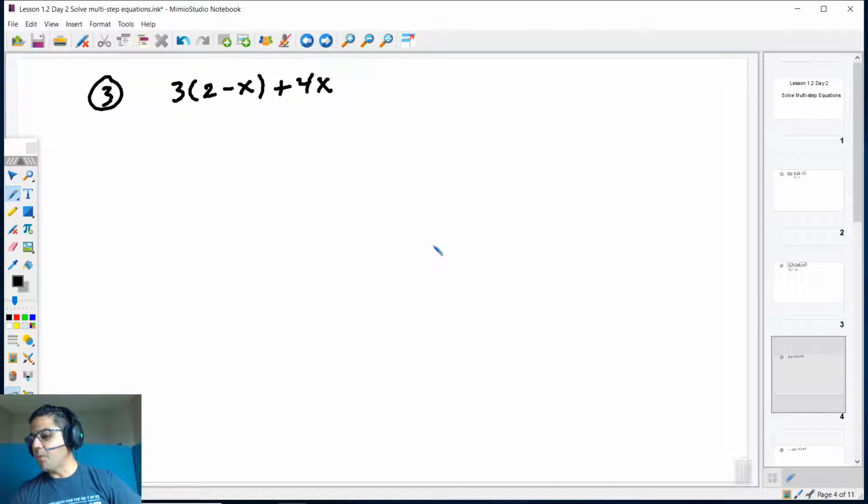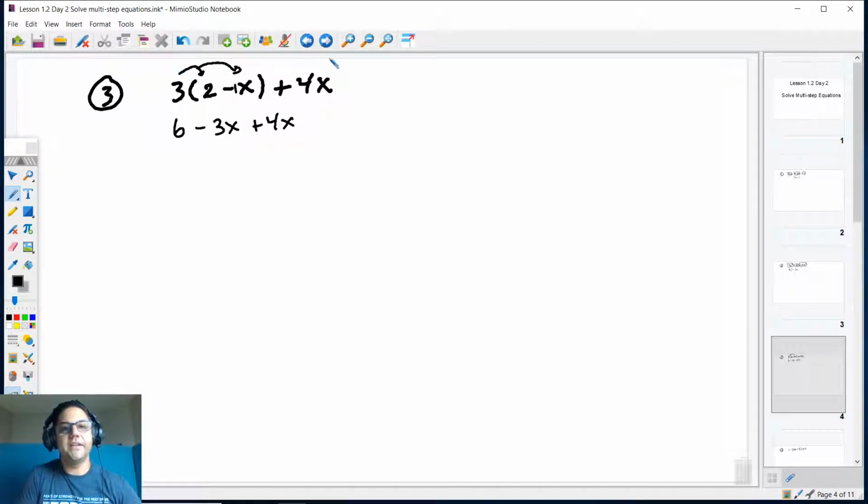Some of your problems will require your distributive property. The 7th grade students already are working on this. You should have distributive property mastered. The way that I ask my students to do it, though, is to show this little arrow. The little arrow is an acknowledgement that you are going to multiply those two values. So 3 and 2 is going to give you a nice 6. And then you're also going to do 3 multiplied by negative x. If you want to put a little 1 there, you can, not required. 3 multiplied by negative 1x is a negative 3x. And then, of course, you have the plus 4x stays the same. Do not distribute the 3 to the 4x.